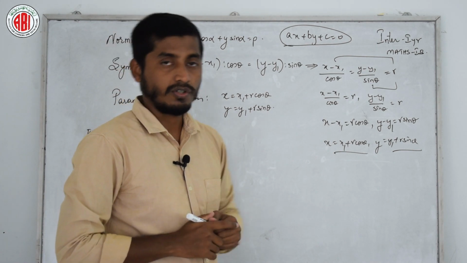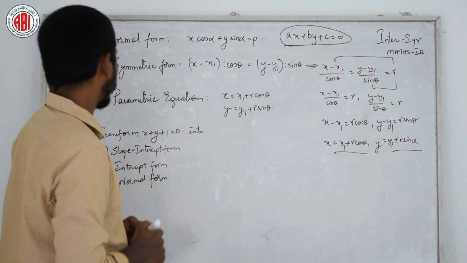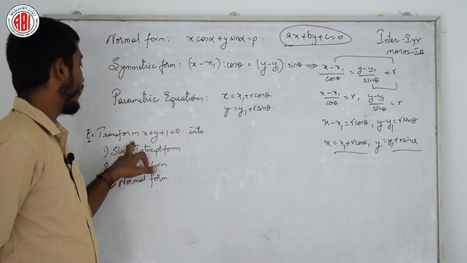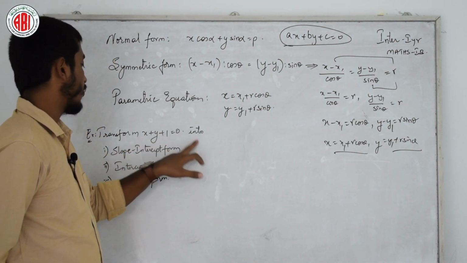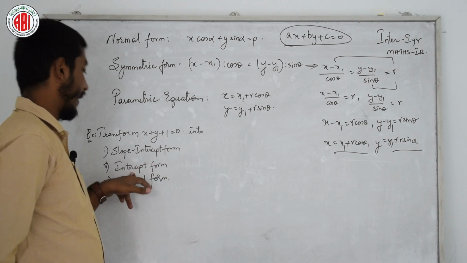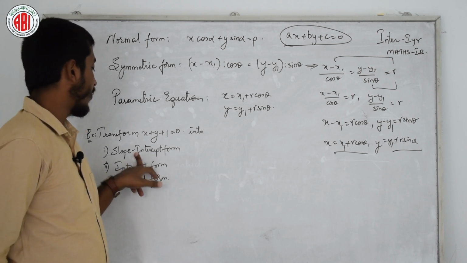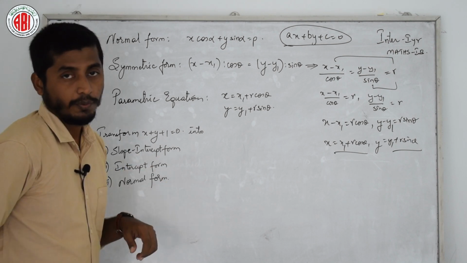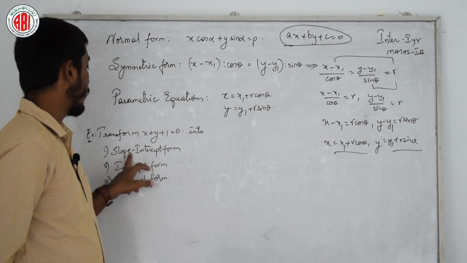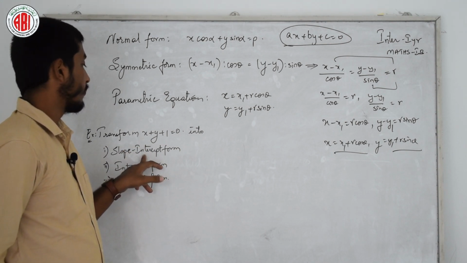Shall we go on to solve an example? Yes, right. Let us solve one example. See here, the question given here is x plus y plus 1 is equal to 0. We are asked to transform it into slope intercept form and the normal form. We already know that slope intercept form is y equal to mx plus c. Hope you remember, right? Slope intercept, slope is m and y intercept is c.